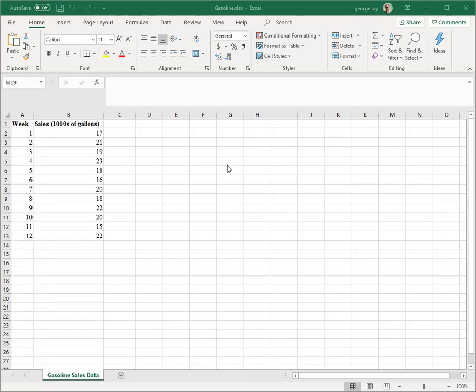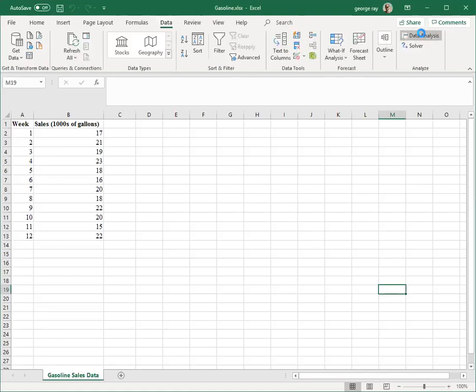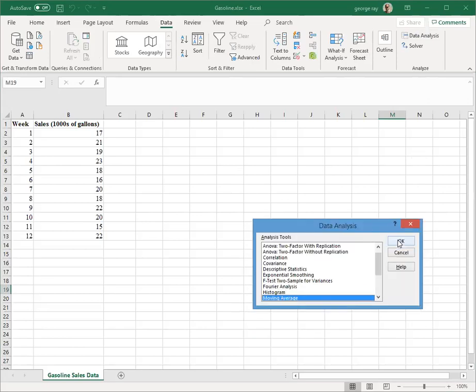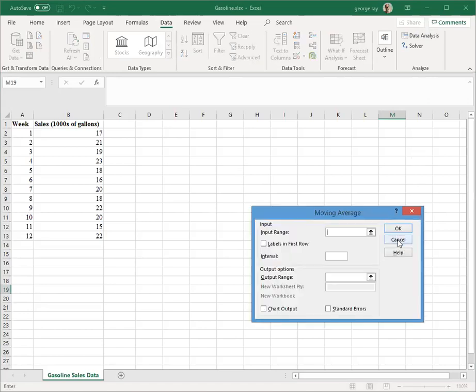Now, in this particular case, we're going to use our data analysis tool pack. So let's go there. So we go to data, data analysis. And here it is. And we'll go to moving average. Just so happens it opens up on moving average with my version of Excel.